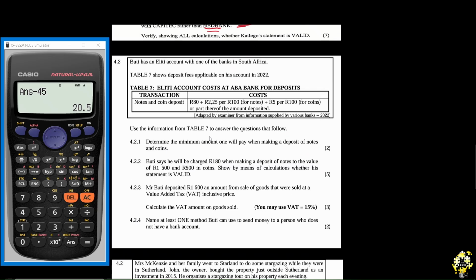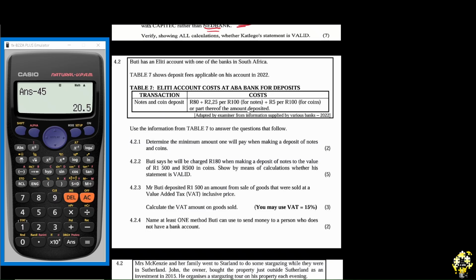Now we also have Booty has an Elite account. Okay, what account is this? Elite account with one of the banks in South Africa. Anyways, we are not here to be judging how accounts are named. So as you can see here, this is how they charge you. They charge you for notes and coin deposits. So apparently in this particular Elite account, you can also deposit coins. Don't ask me how. Go look for Elite account if you want to know how.